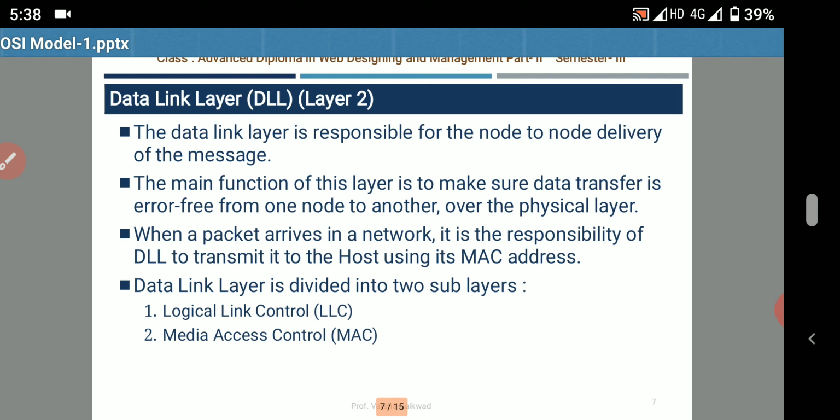Okay, so data link layer has two sublayers, that is logical link control and media access control, that is MAC address. So when a packet arrives in a network, it is the responsibility of data link layer to transmit it to the host using its MAC address.